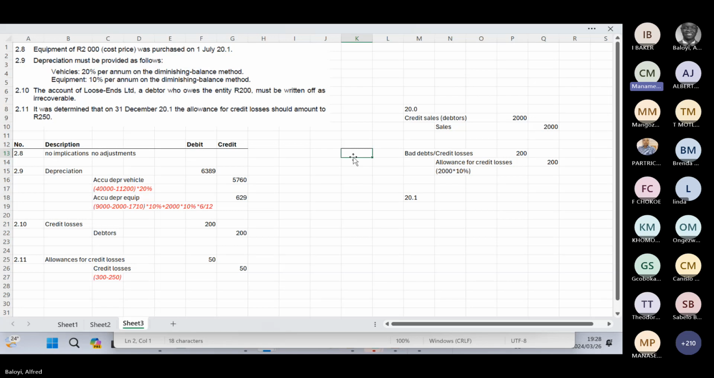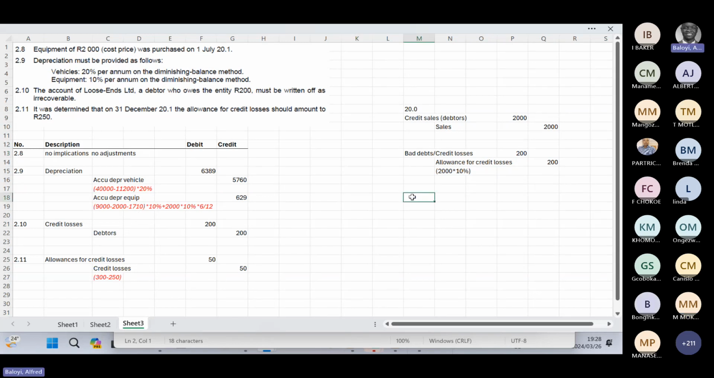Okay, let me start taking hands. M. Mokaba, you can unmute. Okay, so can I ask, based on adjustment 2.9 where you calculated depreciation for equipment, I did not quite get where you subtract the 2000 then add it back times the whatever that you did there. I did not understand.